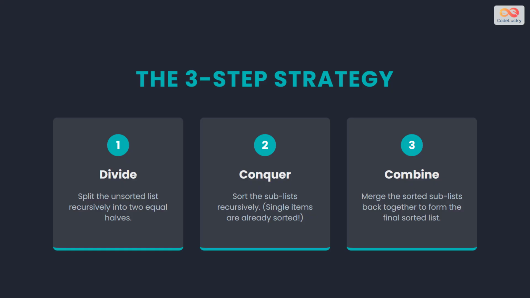Here is the three-step roadmap for how the algorithm works. First, we have the divide step, where we split our list into two equal halves. Second is conquer, where we sort those smaller lists. And finally, combine, where we merge the sorted pieces back together to form the final result. It is a graceful cycle of breaking things down and building them back up.